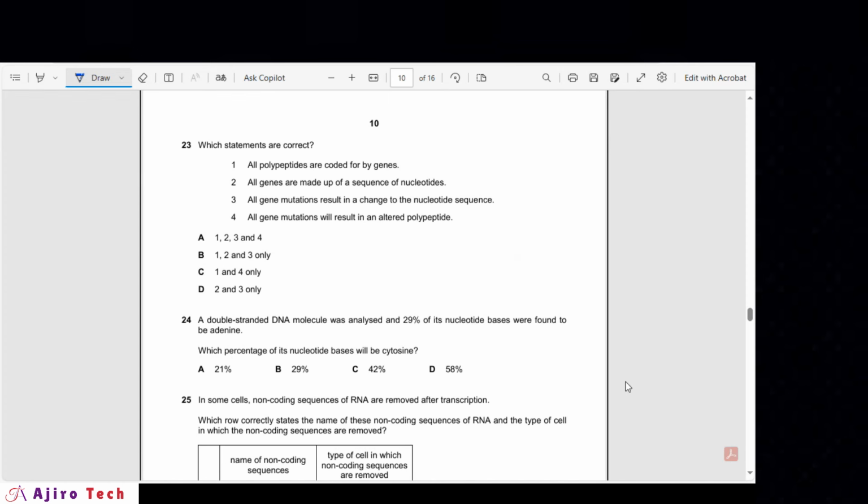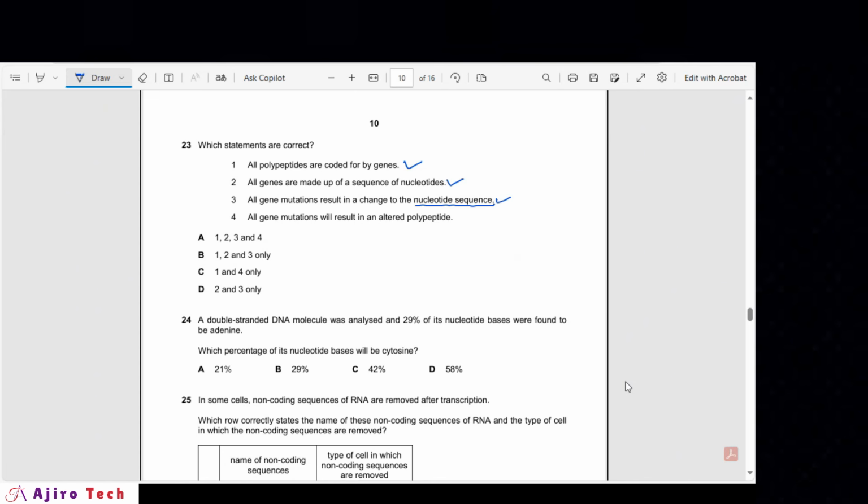So which statements are correct? All polypeptides are coded for by genes. That's correct. There are genes in the nucleus coding for different polypeptides that make up proteins. All genes are made up of a sequence of nucleotides. That's correct too. DNA nucleotides contain adenine, thymine, guanine, and cytosine. All gene mutations result in a change to the nucleotide sequence. Yes, that's the definition of a gene mutation: a change in the structure of the gene, which is the nucleotide sequence, whether base substitution, base addition, or base deletion.